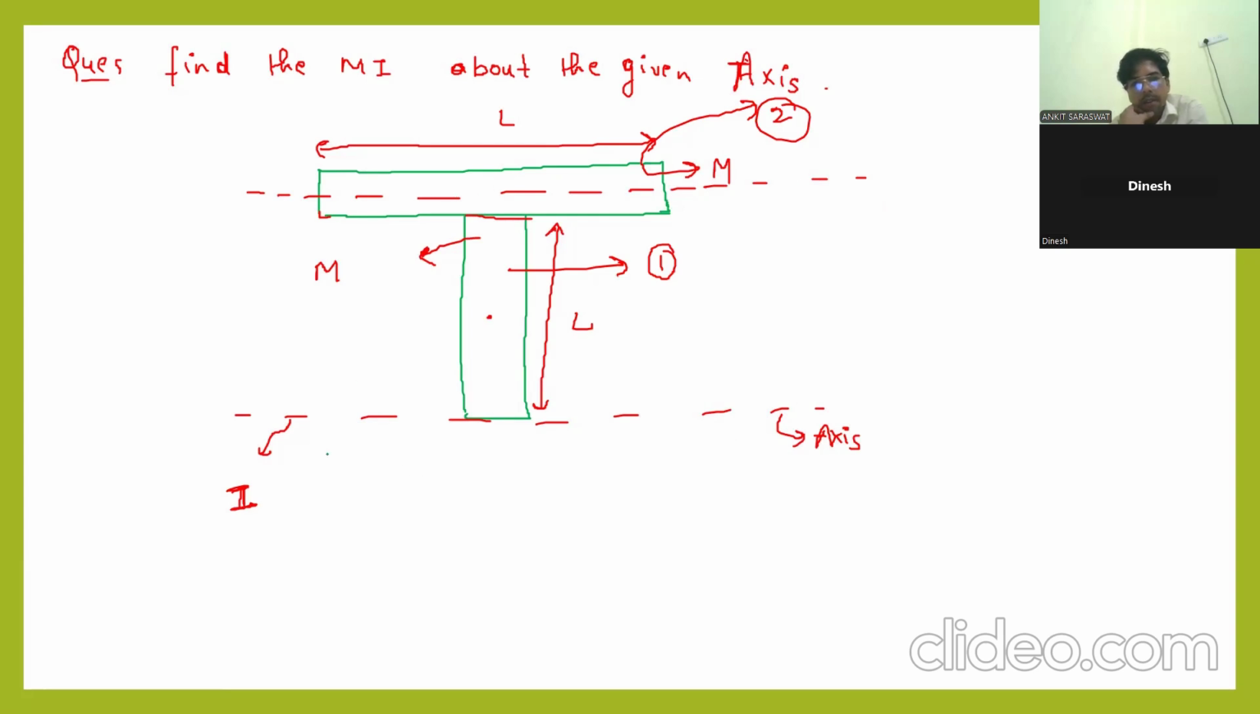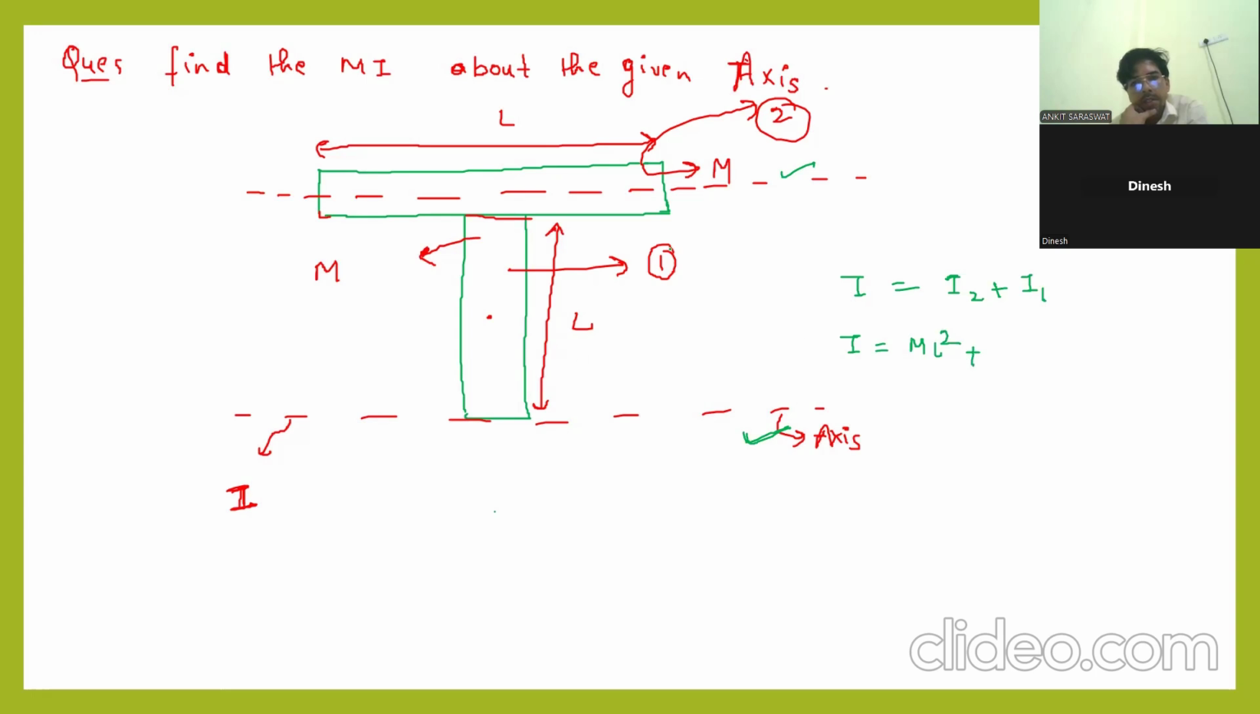See, what will be I? We can say, due to second rod, due to first rod. Any doubt? Now due to second rod, how much? See, second rod, this axis is parallel to this. So ml square, very good. ml square plus I1.